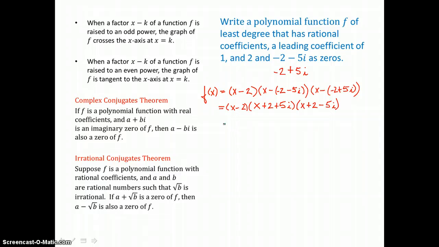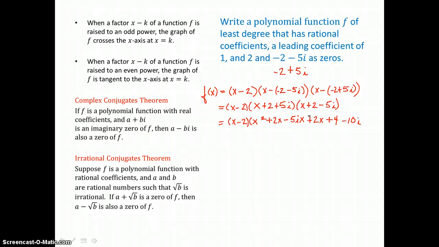Okay, I need this function in standard form, so I'm going to have to do all the distributing. And I'm going to start by multiplying the two sets of parentheses together that have the imaginary number in them. So I'll distribute x times x is x squared. X times 2 is 2x. X times negative 5i is negative 5ix. Okay, now I'll start over with 2. 2 times x is 2x. 2 times 2 is 4. And 2 times negative 5i is negative 10i.